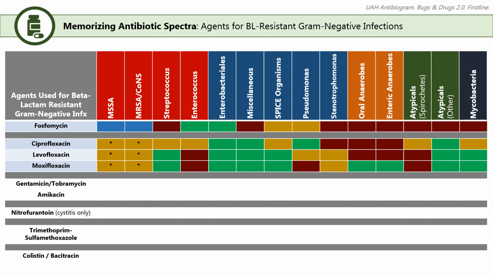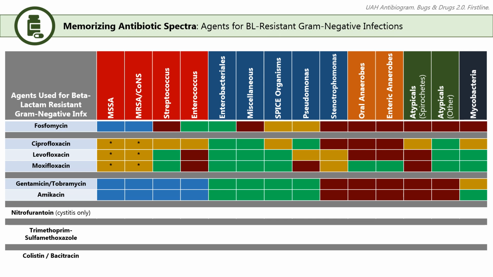Moxifloxacin also has some strong activity against anaerobes if the need to cover arises. Lastly, fluoroquinolones also have great activity against our respiratory atypical pathogens. So even though they are not in that last group of antibiotics, remember that the fluoroquinolones can also be used against atypicals as well.